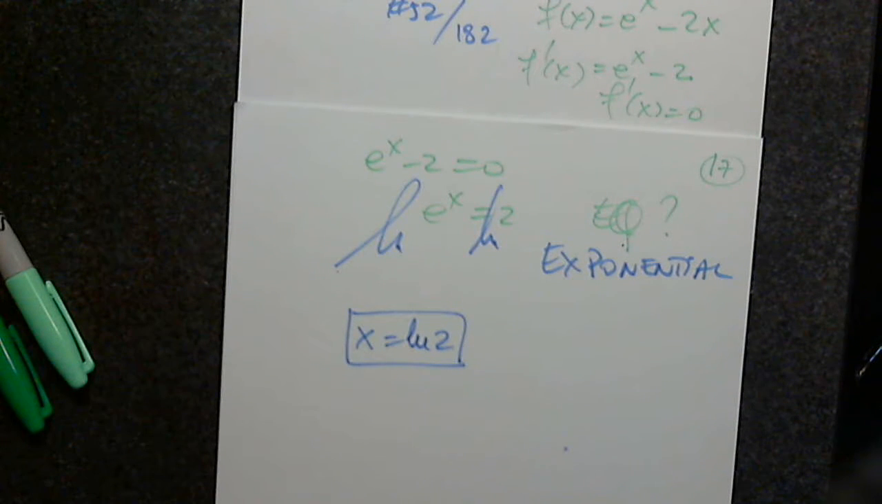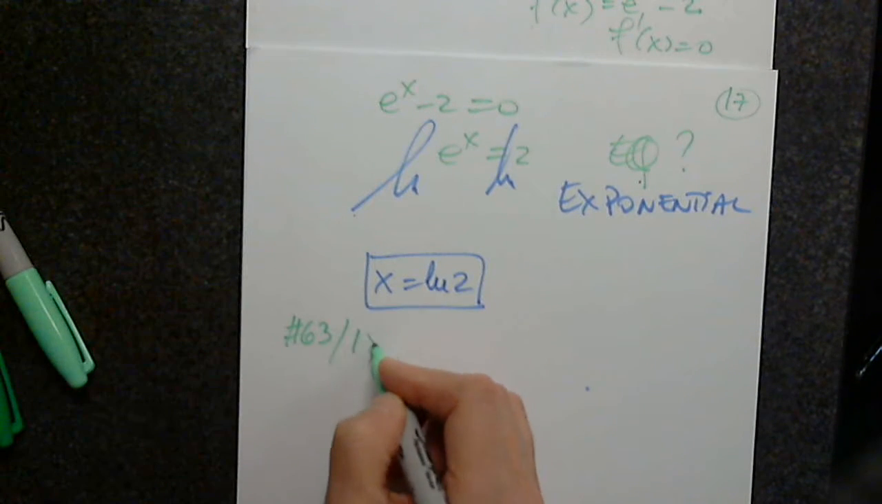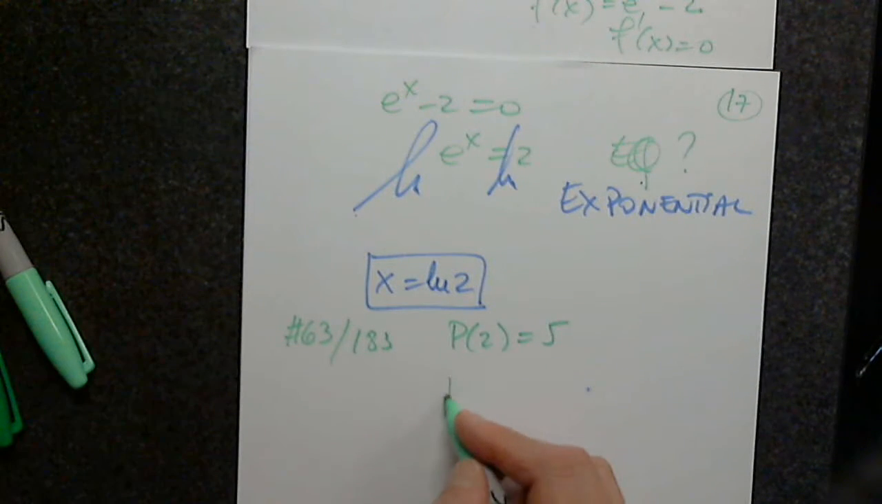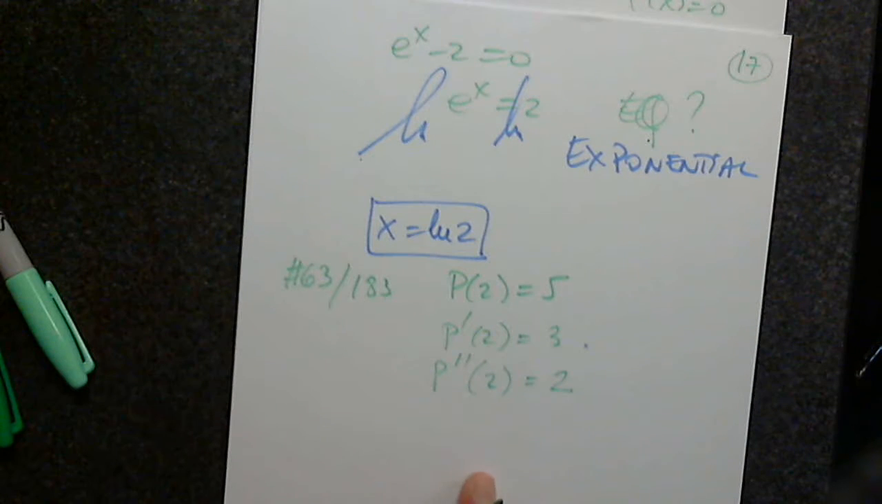If we have time, I would like us to look at something like this. Find a second degree polynomial p such that p of 2 is 5, p prime of 2 is 3, and p double prime of 2 is 2. So let's write the problem. It's problem 63 on page 183. First of all, let's think about a polynomial of degree 2.